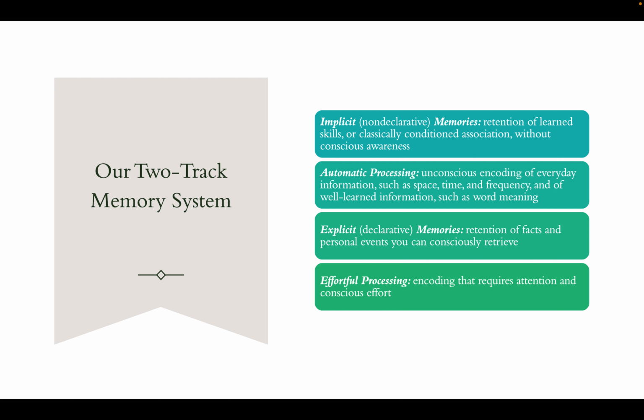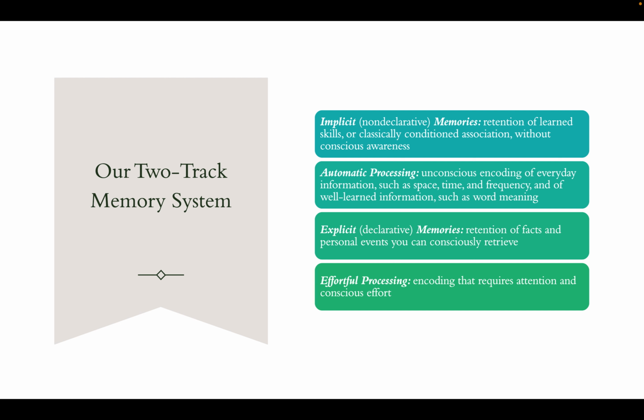The second track of this is the explicit memories, which can also be called declarative memories. And this is retention of facts and personal events that you can consciously retrieve. So they are facts and experiences we consciously know and declare. That's why it can also be called declarative. And we encode explicit memories through effortful processing. Effortful processing is encoding that requires attention and conscious effort on our parts.